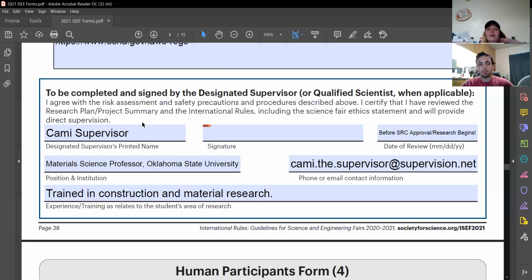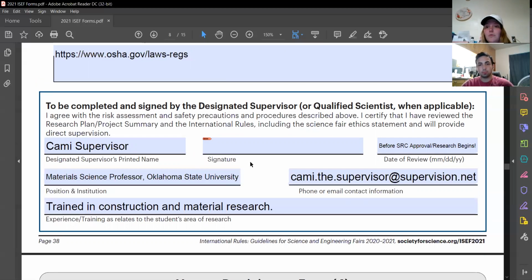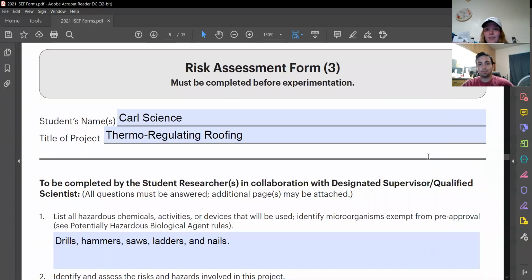So our supervisor's name, Tammy Supervisor. She has put in her position as material science professor at Oklahoma State University and her email contact information, as well as her experience and training. So she should be trained in the student's area of research. Next, she will sign and put in a date of that signature, which should occur before SRC approval and before research can begin. Okay, that's Form 3.